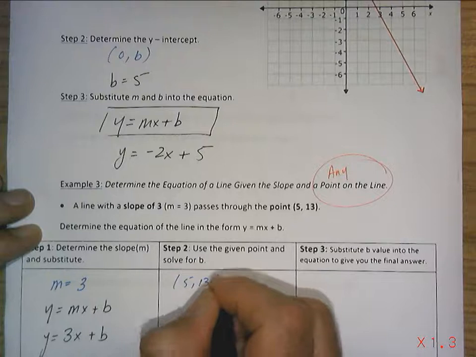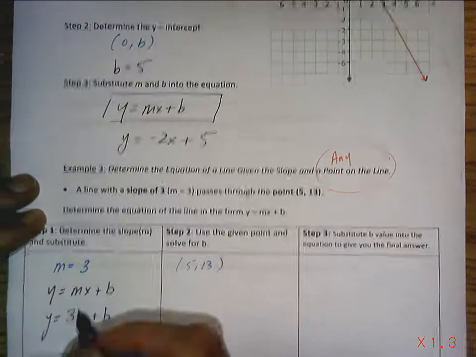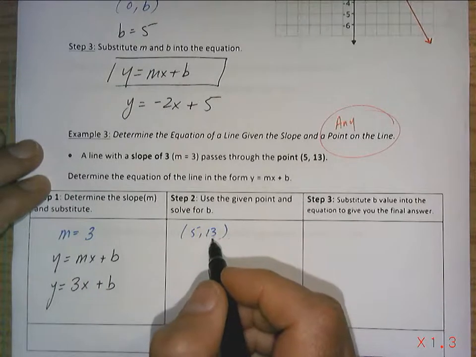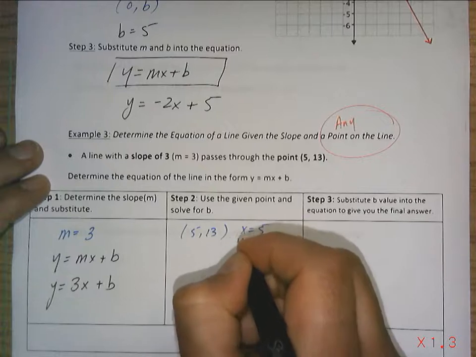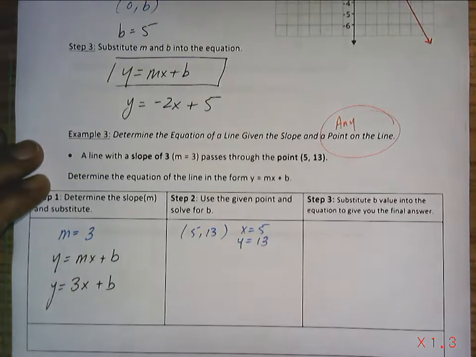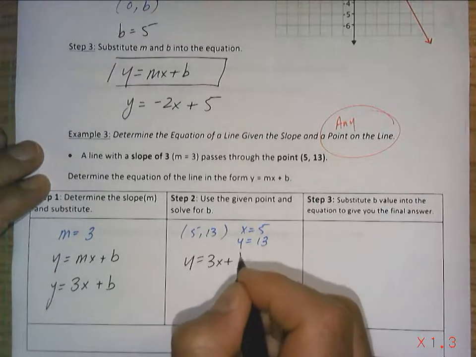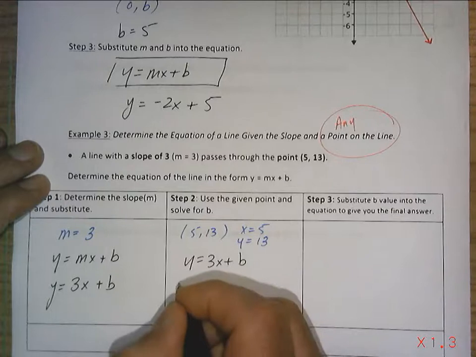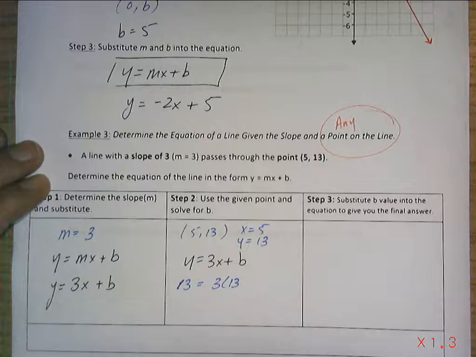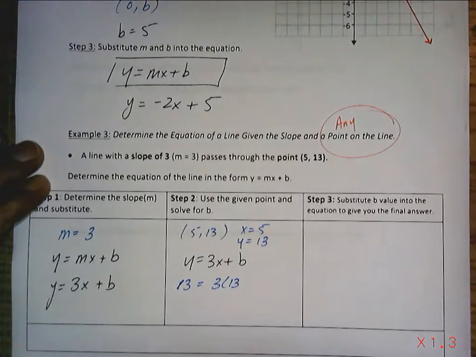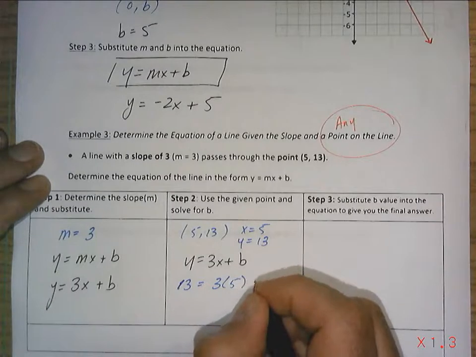5, 13, lies on the line, which means it must satisfy this equation. We talked about this yesterday and in the virtual classroom. Go back and look at that. But what that means is when x equals 5, y equals 13. So plugging into y equals 3x plus b, you're going to get 13 equals 3. Oops, that's supposed to be a 5. So 13 equals 3 times 5 plus b.